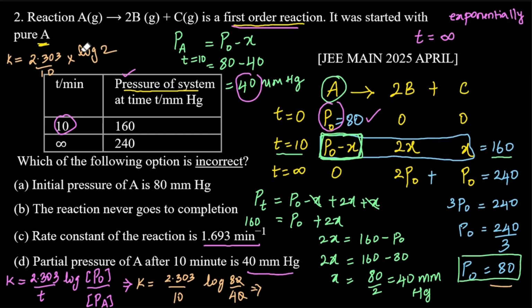Then what is the log of 2 value? 0.3010. When you solve this, you will get the K value as 0.0693 minute inverse. But in the question, it is given as 1.693, which is wrong. The actual rate constant for this reaction is 0.0693 minute inverse. So option C is the correct answer.